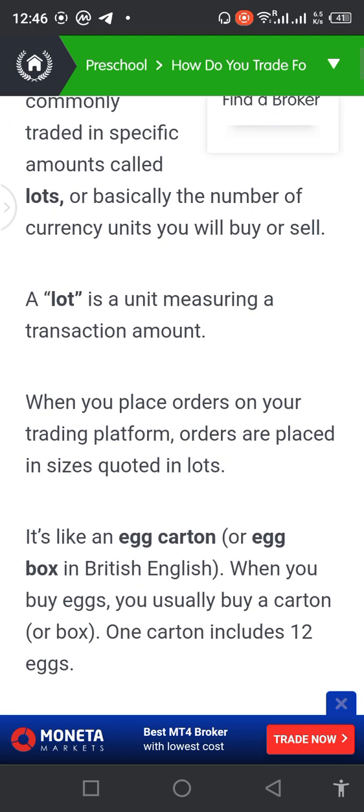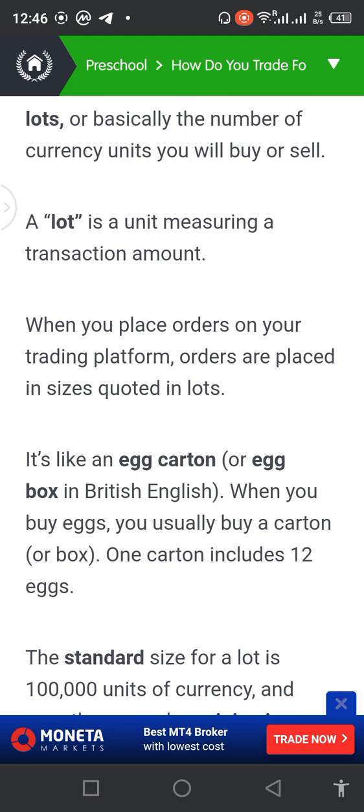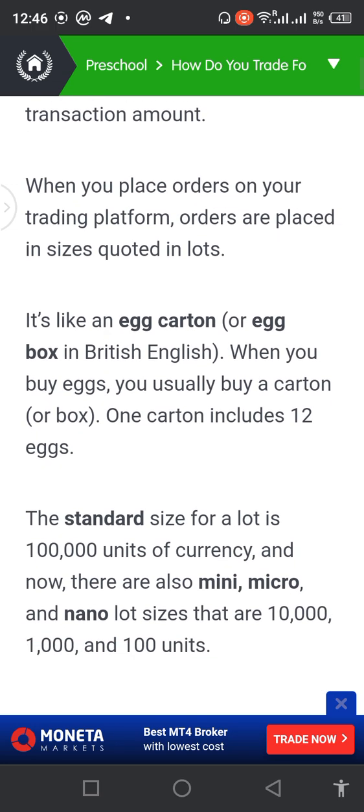When you place orders on your trading platform, orders are placed in sizes quoted in lots. It's like an egg carton, or egg box in British English. When you buy eggs, you usually buy a carton or box. One carton includes 12 eggs.